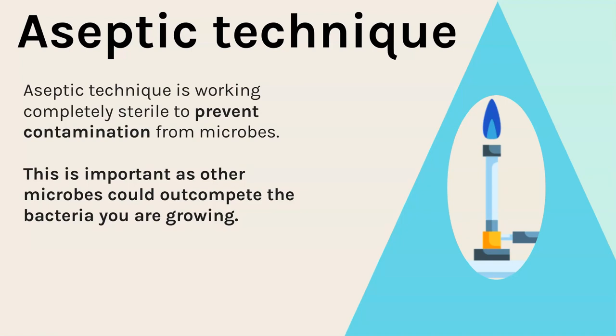And this is so important because if you do get contaminations on your petri dish, then the bacteria or maybe fungi that grows might actually outcompete the bacteria that you want to grow and examine. So it'll be competing for the available nutrients in the agar jelly, the water available in the agar jelly, the space to grow. Or the new microbe might actually release chemicals that kill the bacteria you're growing.